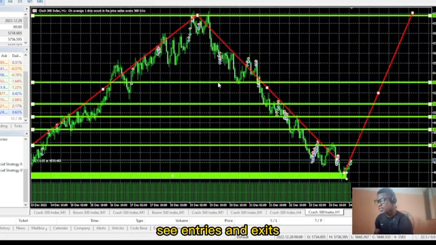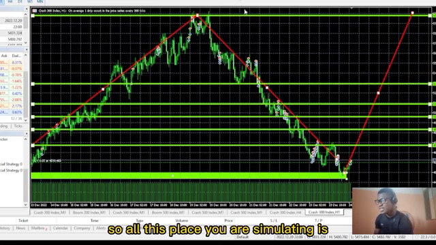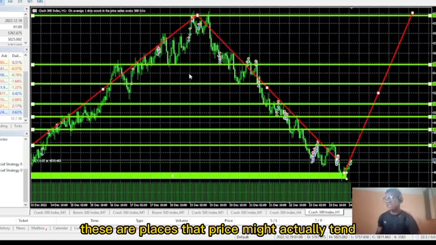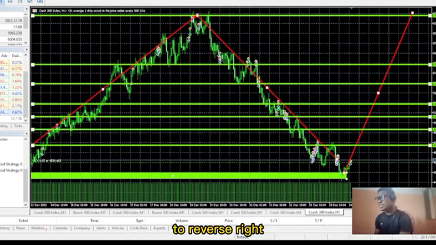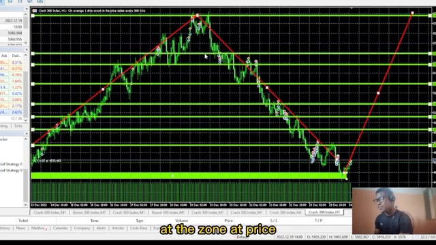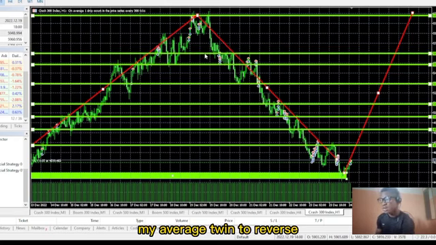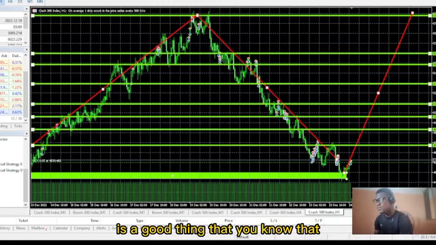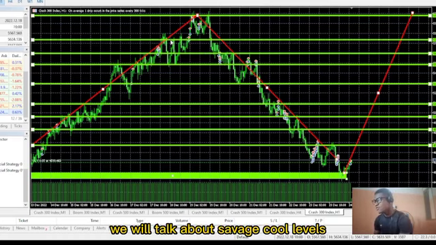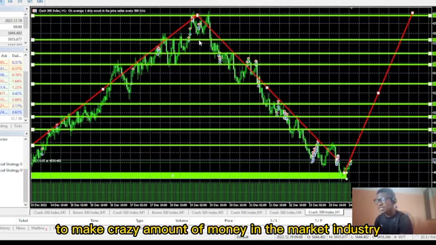See entries and exits. All these places you are seeing here are areas where you can take your TP if you are taking a short or intraday sessions, because these are places that price might tend to reverse. Price might react at this particular point. The zones that you see me marking right here are the zones where price might turn and reverse. And if you watch closely, all the zones are psychological levels. If you know about that, it is good. But if you don't, in the next video we're going to talk about psychological levels and how to use them to make a crazy amount of money in the market.